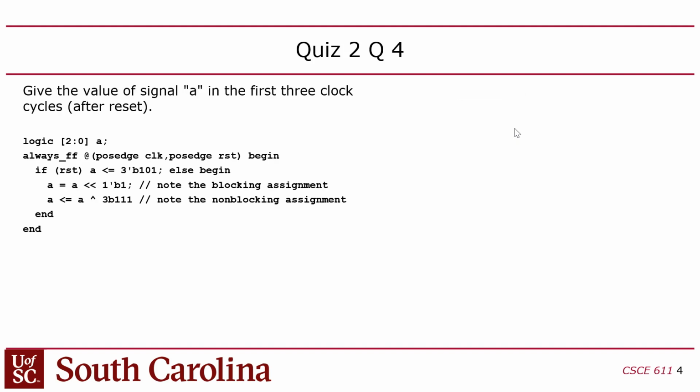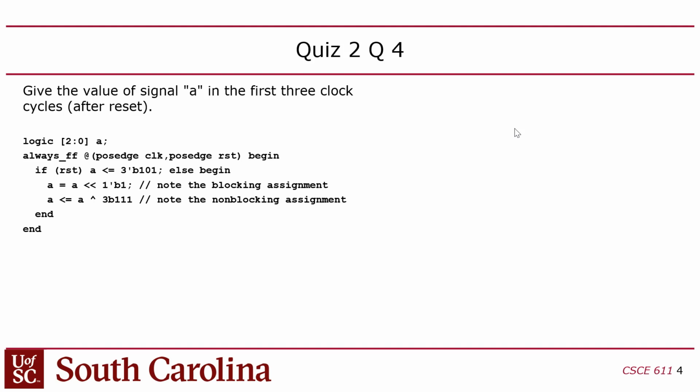Okay, question 4, give the value of signal A in the first 3 clock cycles after reset. This is a similar one. So we start out as 1, 0, 1 on a reset, and then you're going to take A and shift it 1 bit to the left, and then you are going to do an exclusive OR with 1, 1, 1, which will flip all the bits. Okay, but notice here that the first assignment statement is blocking, and the second one is non-blocking.